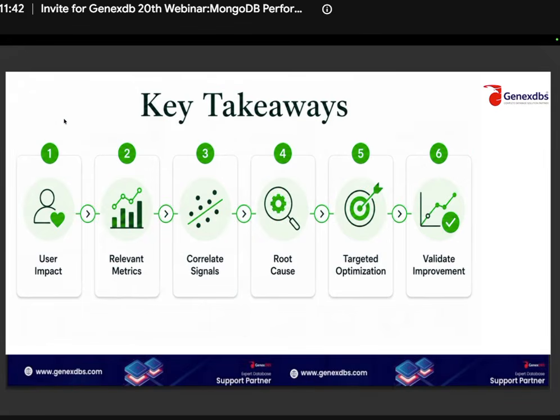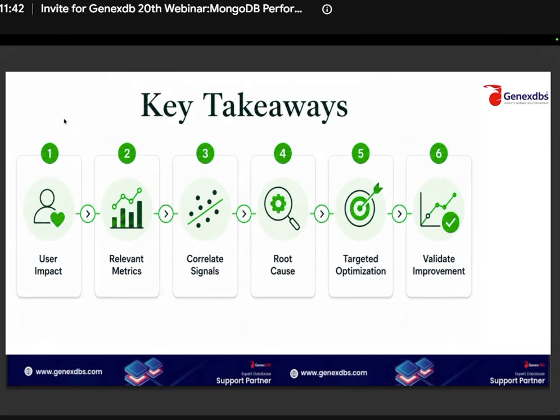Key takeaways. From this webinar session, we understood that MongoDB performance optimization is not only about collecting every available metric, but about understanding the relationship between all the metrics. For example, high CPU utilization may be caused by inefficient queries, high disk latency may be caused by cache pressure or storage metrics, replication lag may be caused by disk or workloads, and connection issues may appear as MongoDB performance problems.